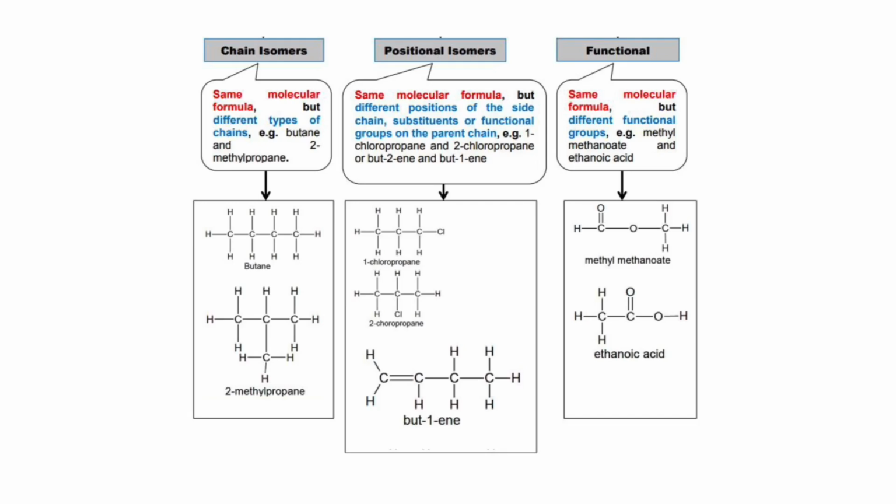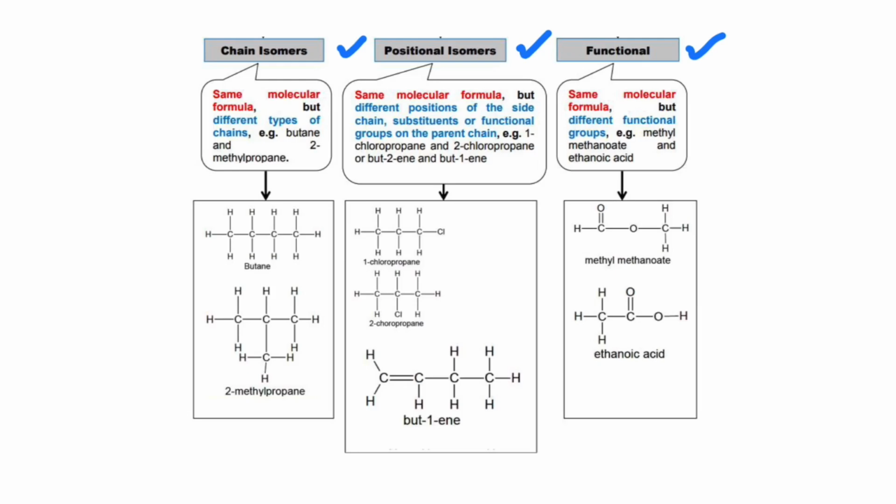Let's talk about isomers. Isomers are organic compounds with the same molecular formula but different structural formula. In our context, they are mainly divided into three: chain isomers, positional isomers, and functional isomers. So let's go ahead and take a look at chain isomers.